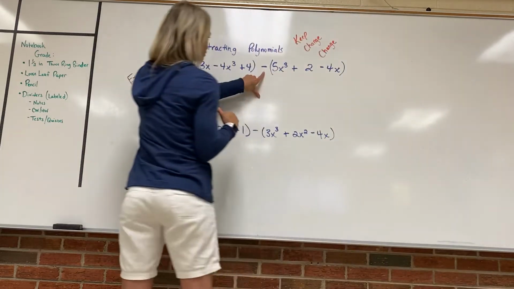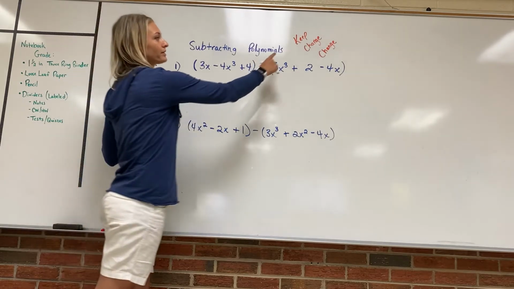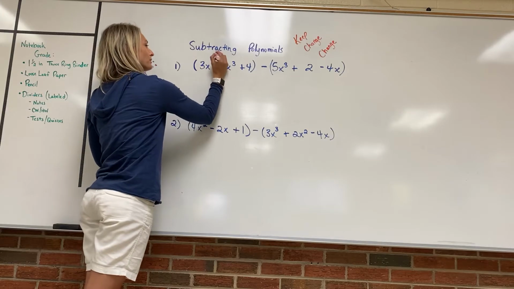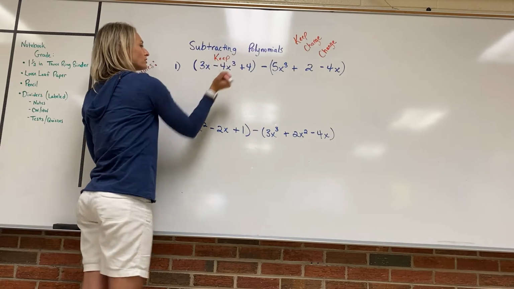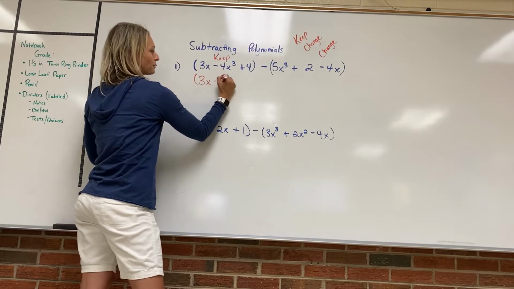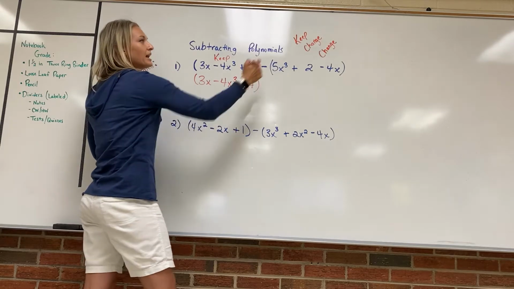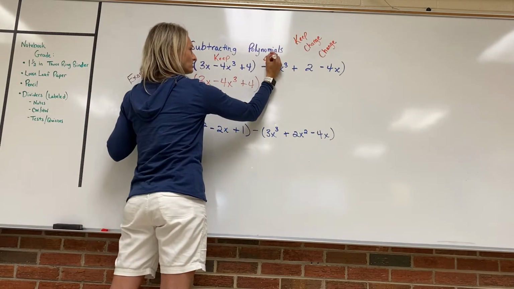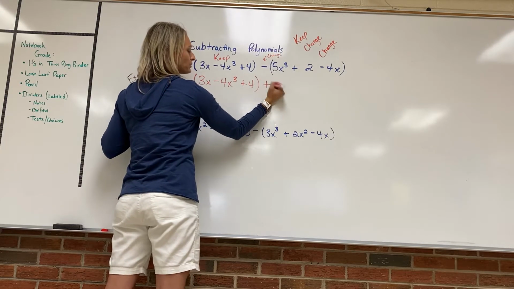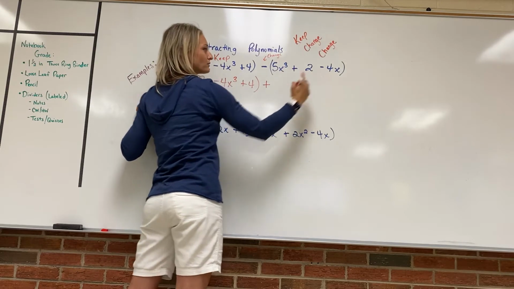So if we were subtracting two polynomials, you are going to start with the keep, change, okay? So what that means is you're going to keep the whole first polynomial or expression the way it is. So we're just going to take it and copy it down exactly like it is, okay? Then you change the sign in the middle, so it's going to become a plus. And then you change all the signs of the terms in the second one.